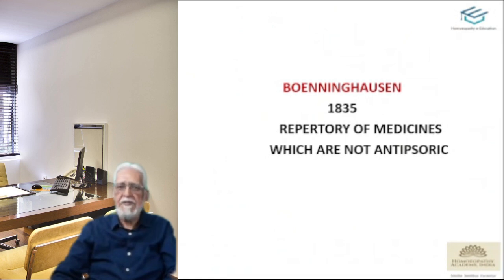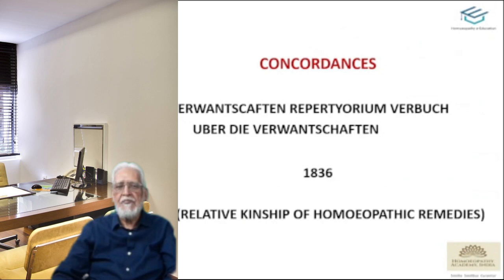Boenninghausen wrote yet another repertory in 1835, which was called the Repertory of Medicines which are not Antipsoric. In the very next year, in 1836, he wrote yet another small repertory on the relative kinship of homeopathic remedies in German, Concordances. This had a lot of mistakes. This repertory subsequently became, after correction, the last part of the Therapeutic Pocket Book, the next repertory which Dr. Boenninghausen compiled.